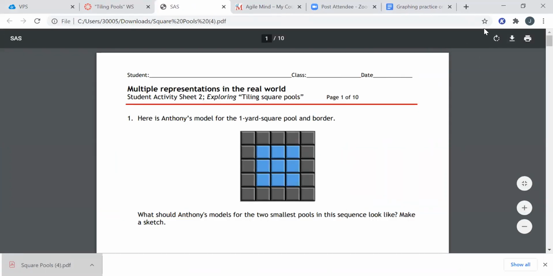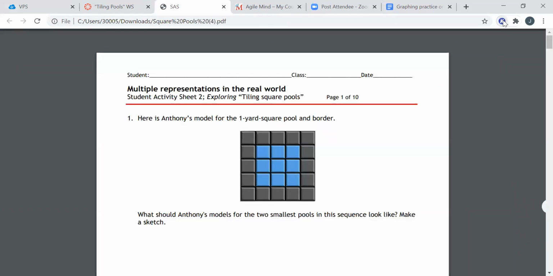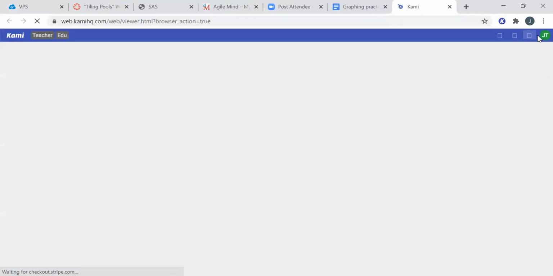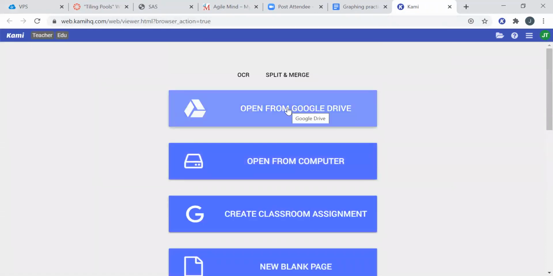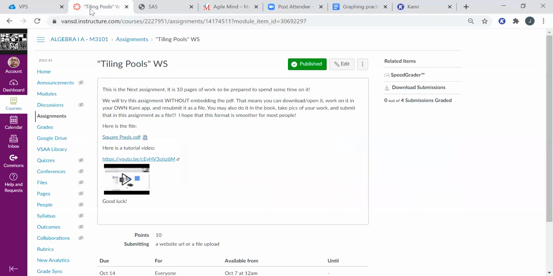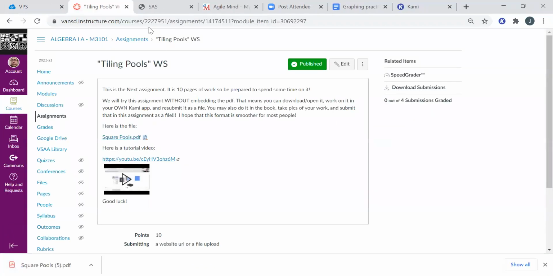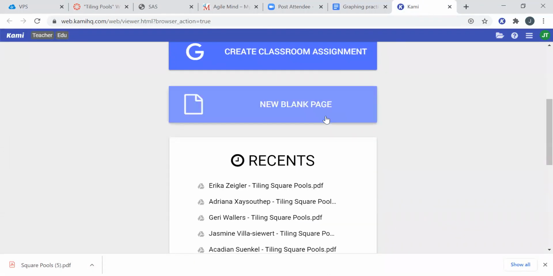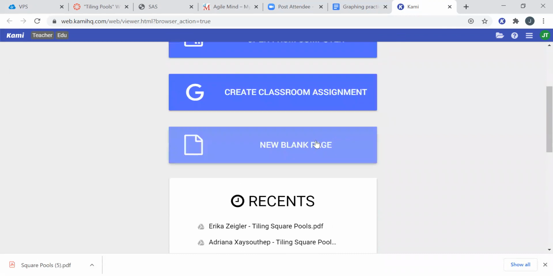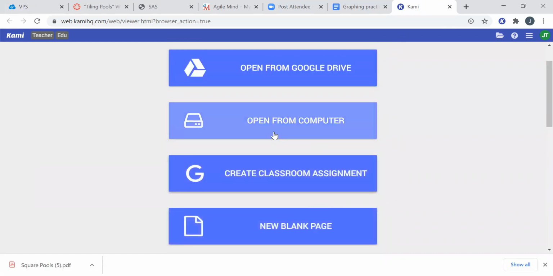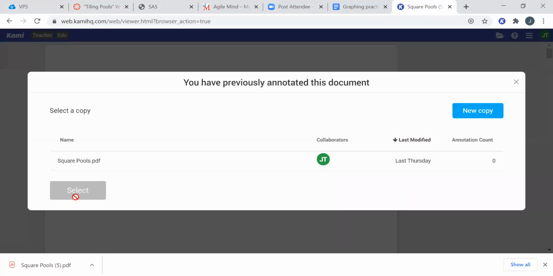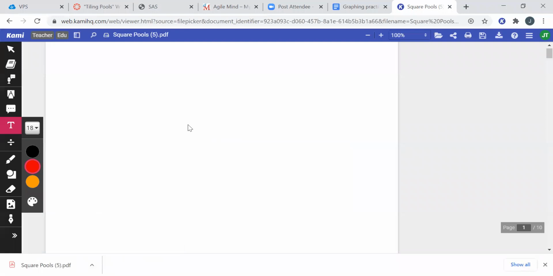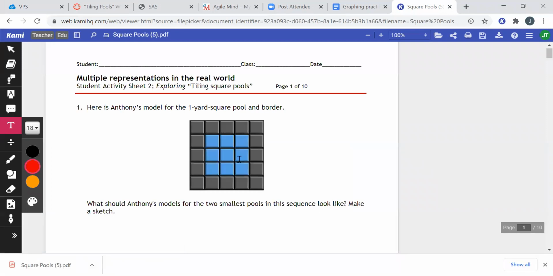If you open it up like this, usually there's a Kami up in the top corner, or you can open up Kami after you download it. There's lots of ways to do it, but maybe I do need to download it first. That's fine. I will open this, download it, Square Pools 5. I'm going to open up Kami and find Square Pools 5. Open from computer, Square Pools 5, that'll do it. And new copy. All right, so now I've got it open in Kami.